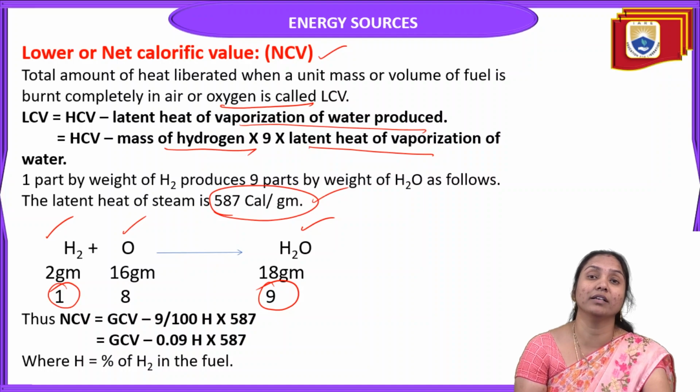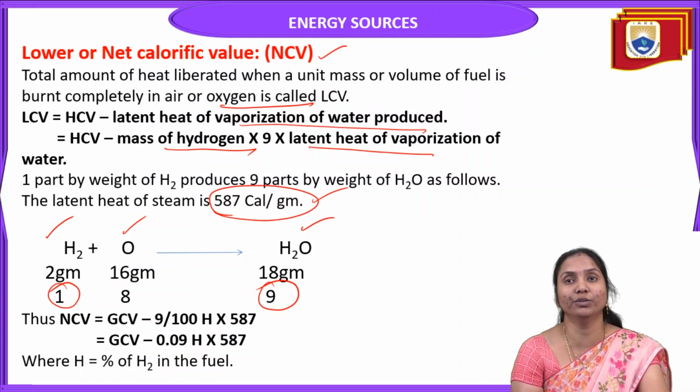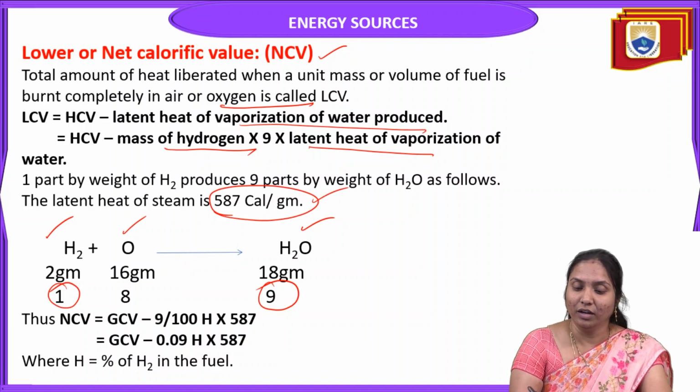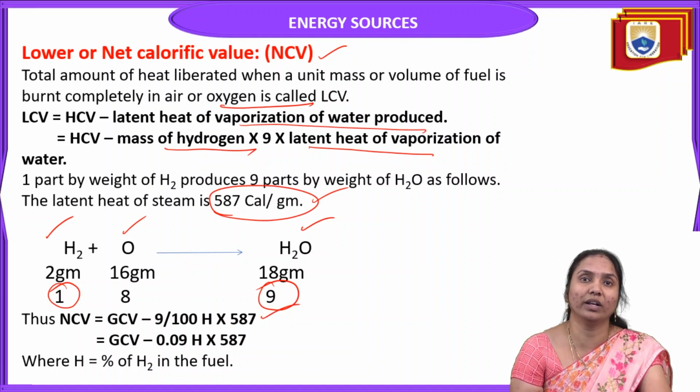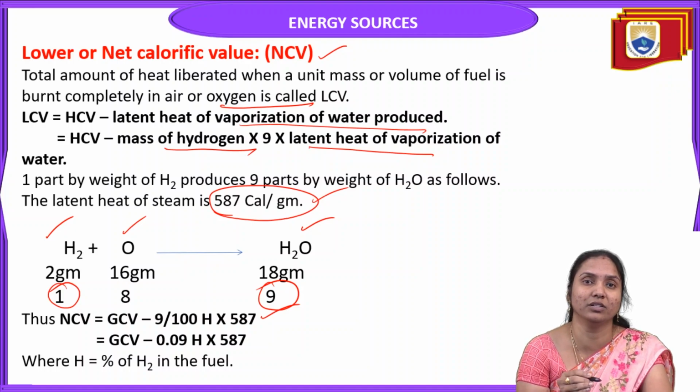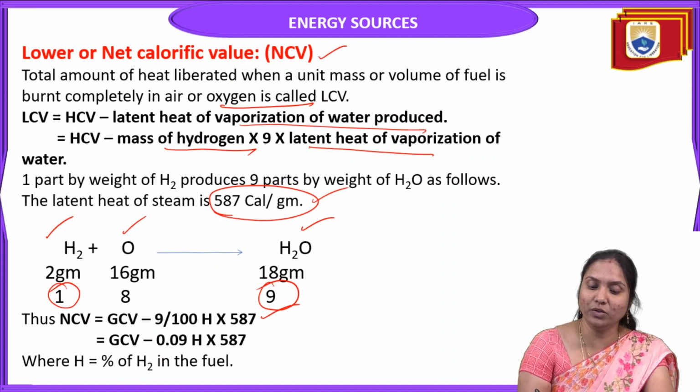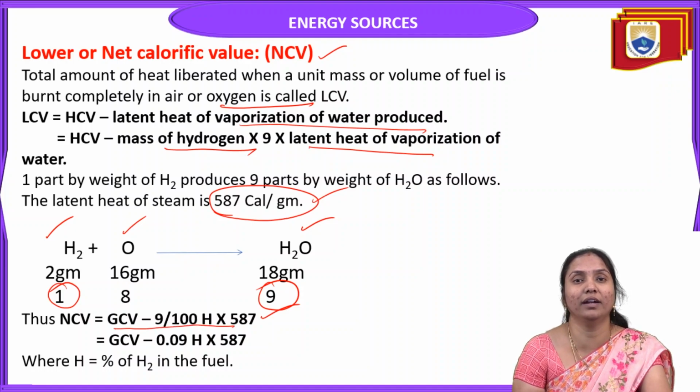HCV minus mass of hydrogen into 9 into latent heat of vaporization of water formed. How can you calculate NCV, the lower calorific value? NCV, the lower calorific value, means how much heat is liberated when a unit mass of fuel is burned. We consider only the heat energy; we cannot consider the latent heat of vaporized water. So its value is NCV equals GCV minus 9 by 100 H into 587.